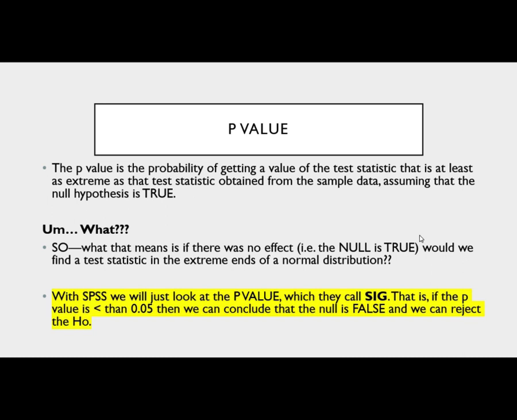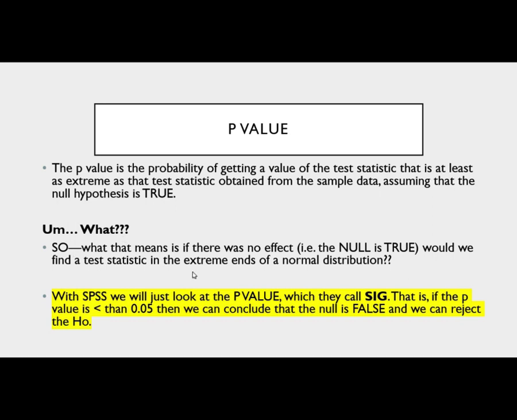But I keep talking about a p-value. So, the p-value is the probability of getting a value from the test statistic that is at least as extreme as that test statistic obtained from the sample data, assuming that the null hypothesis is true, which I find very confusing. So I'm going to say it again.